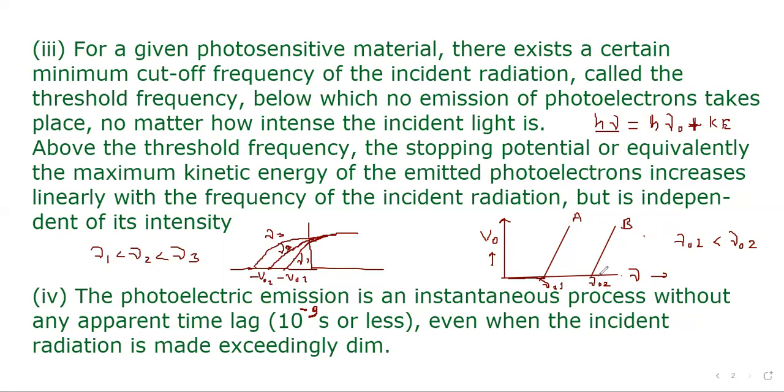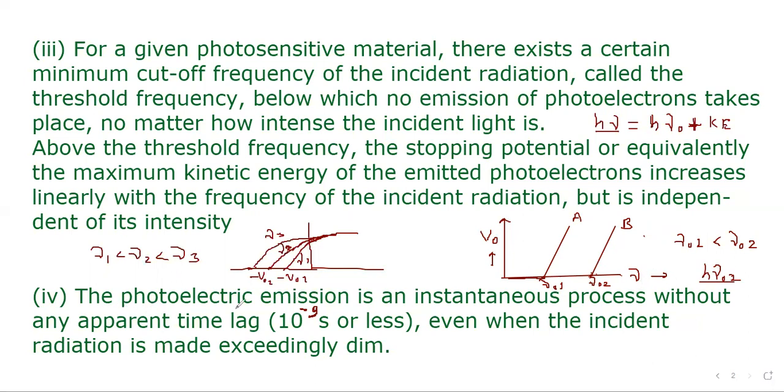This line shows the graph for another metal whose threshold frequency is larger than that of metal A. When the energy of the incident radiation increases beyond h nu 02, that is the threshold frequency, the work function for this metal will be h nu 02. And if the energy of the incident radiation is greater than this value, then photoelectrons will be emitted and the graph will look like this. This is the stopping potential axis and this is frequency.